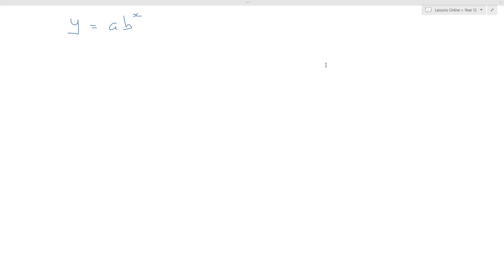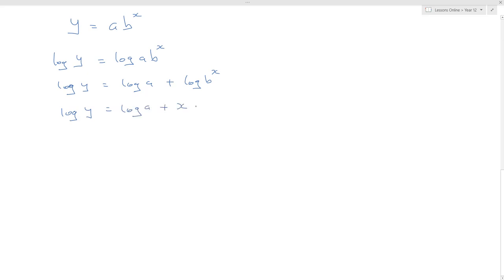So taking logs on both sides, we have log of y is equal to log a b to the power of x. Simplifying that using the addition law, log of y is equal to log of a plus log of b to the power of x. And then simplifying that using the power law, we've got log of y is equal to log of a plus x log b.